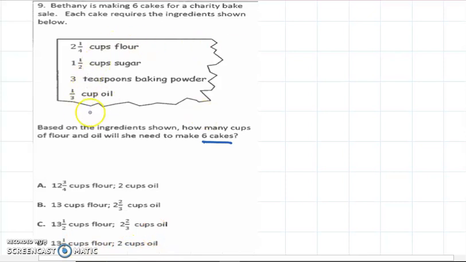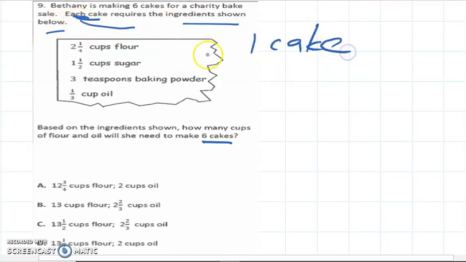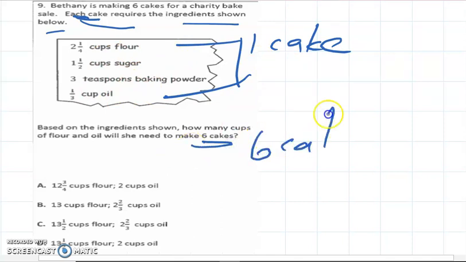Okay, so let's go back to this illustration, this picture. This shows here that each cake requires the ingredients shown below. This word each cake means one cake. One cake requires everything you see there. That's for one cake. Everything there is for one cake. Well, they want to make 6 cakes.